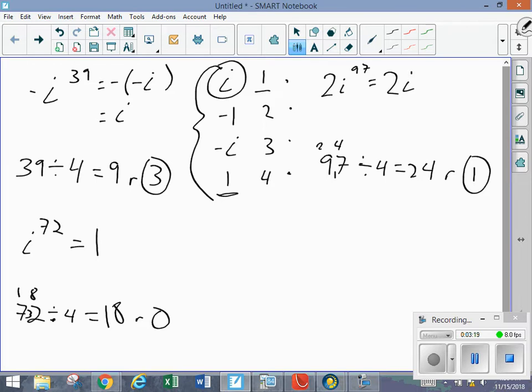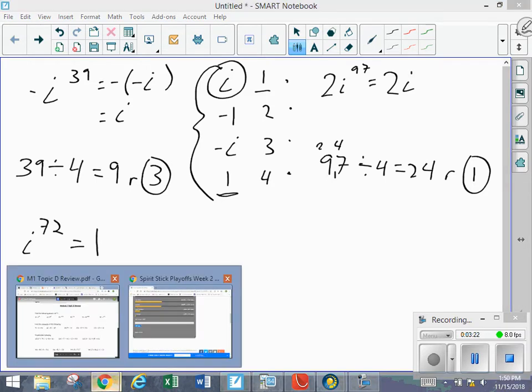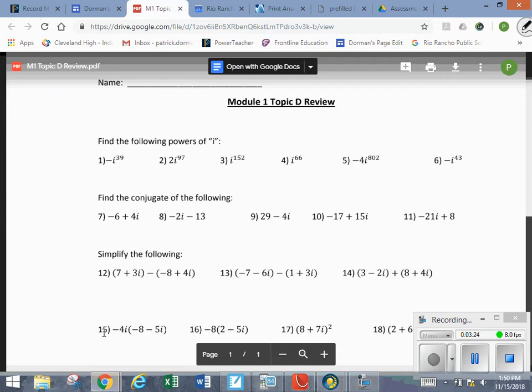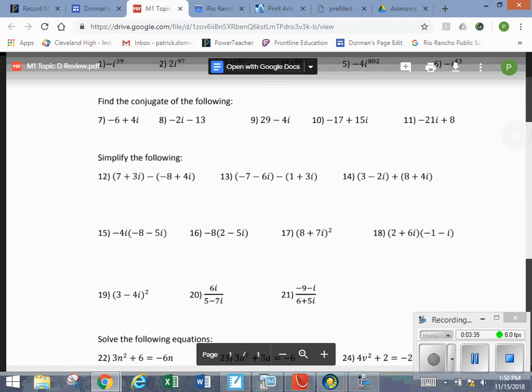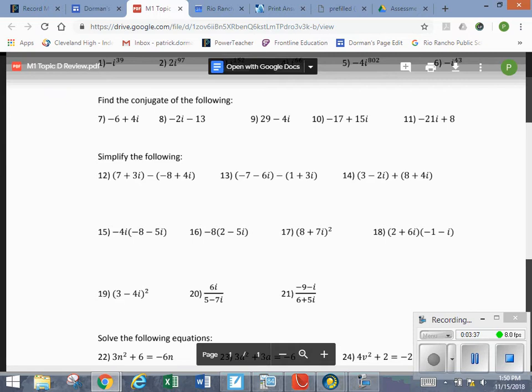All right, let's move on. So we're going to go back here. Let's talk about the conjugate. You guys remember what that is? It was from our little supplemental lesson that we did. So what is the conjugate of number 7 there? It's -6 minus 4i. All you do is change the sign in the middle.